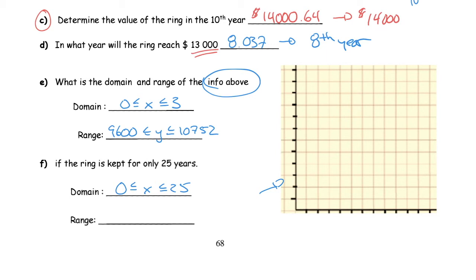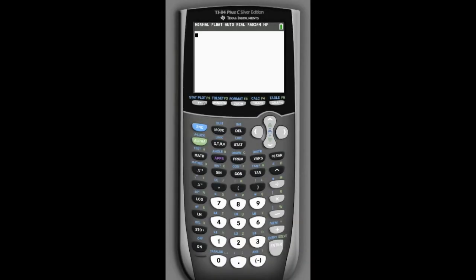So for the range, that's going to be 9,600 up to, oh, well, you know what? I don't know what it is. We got to go up to 25 years. So now we got to go back to the calculator and see if we can find the value at the 25-year mark. Okay, so we're back at the calculator here. Now, we've got that formula in there. I don't really need that 13,000 anymore, so I'll just go down there and get rid of it.